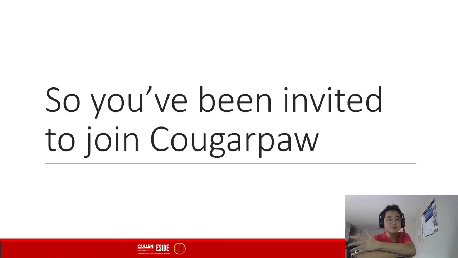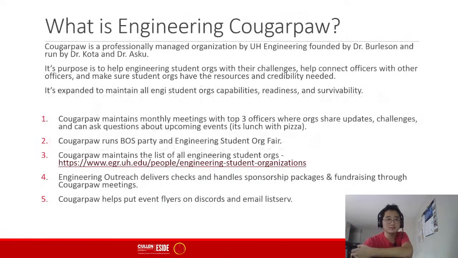So you've been invited to join Cougarpaw. Congratulations. Engineering Cougarpaw is a professionally managed organization by the University of Houston's Cullen College of Engineering, founded by Dr. Dan Burleson and now run by Dr. Koda and Dr. Aksu. Its purpose is to help engineering student organizations with their challenges, help connect officers with officers from other organizations, so to create an officers club, and to make sure that student orgs have the resources, credibility, and intelligence they need to make rational decisions.